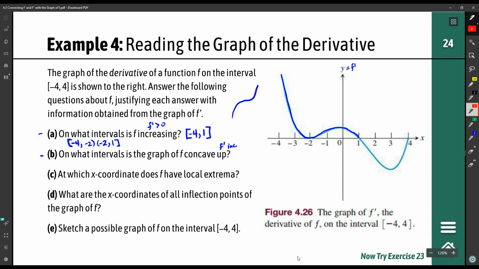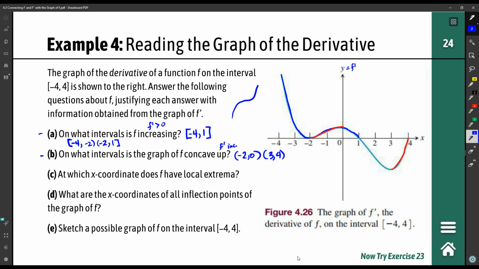It looks to me like f prime increases from -2 to 0. F prime's moving up. And then f prime increases again from 3 to 4. So -2 to 0 and 3 to 4, that's where f is concave up. Let's give that as our answer, from -2 to 0 and from 3 to 4. All right, let's move on.